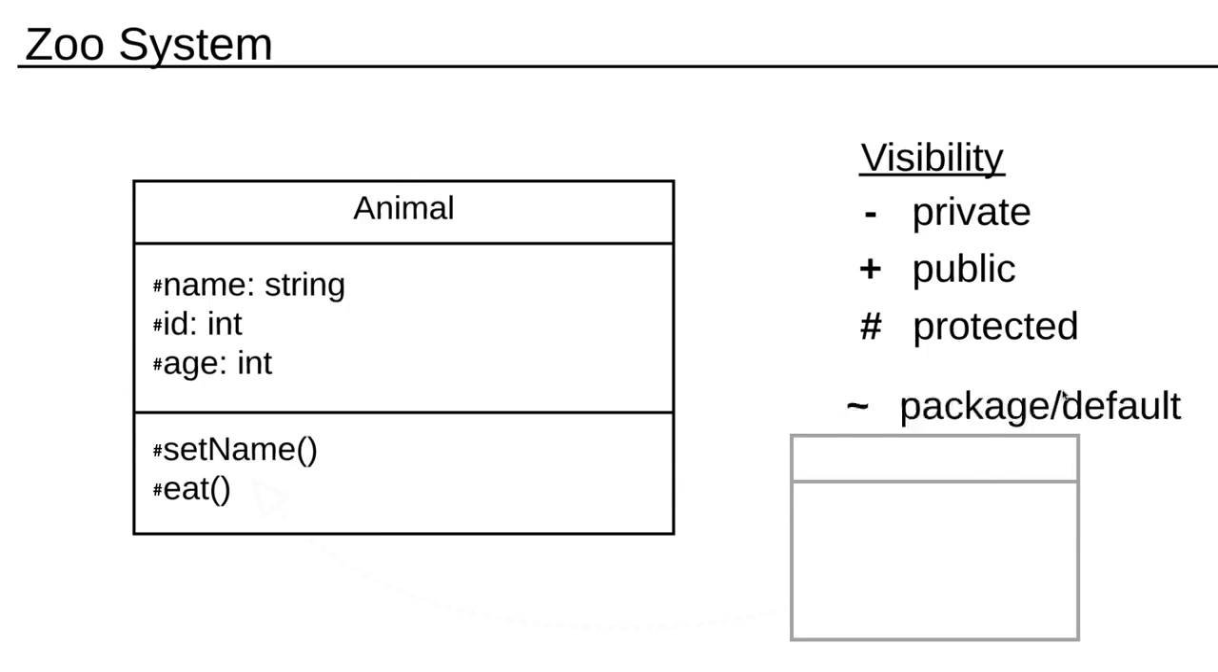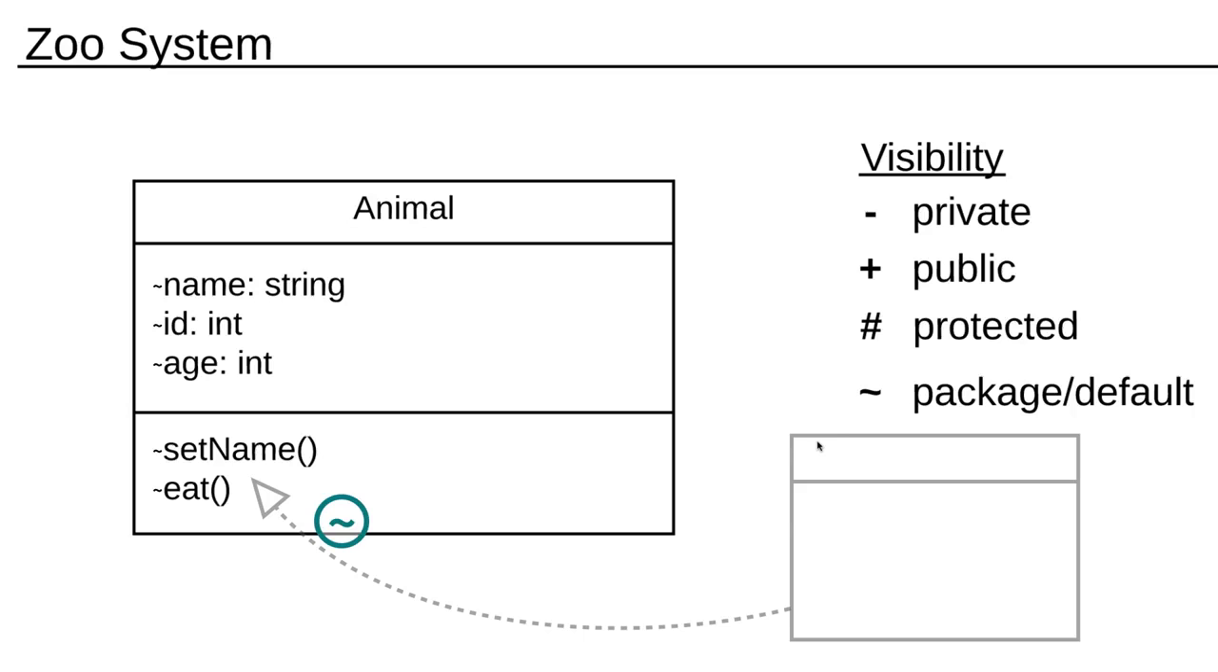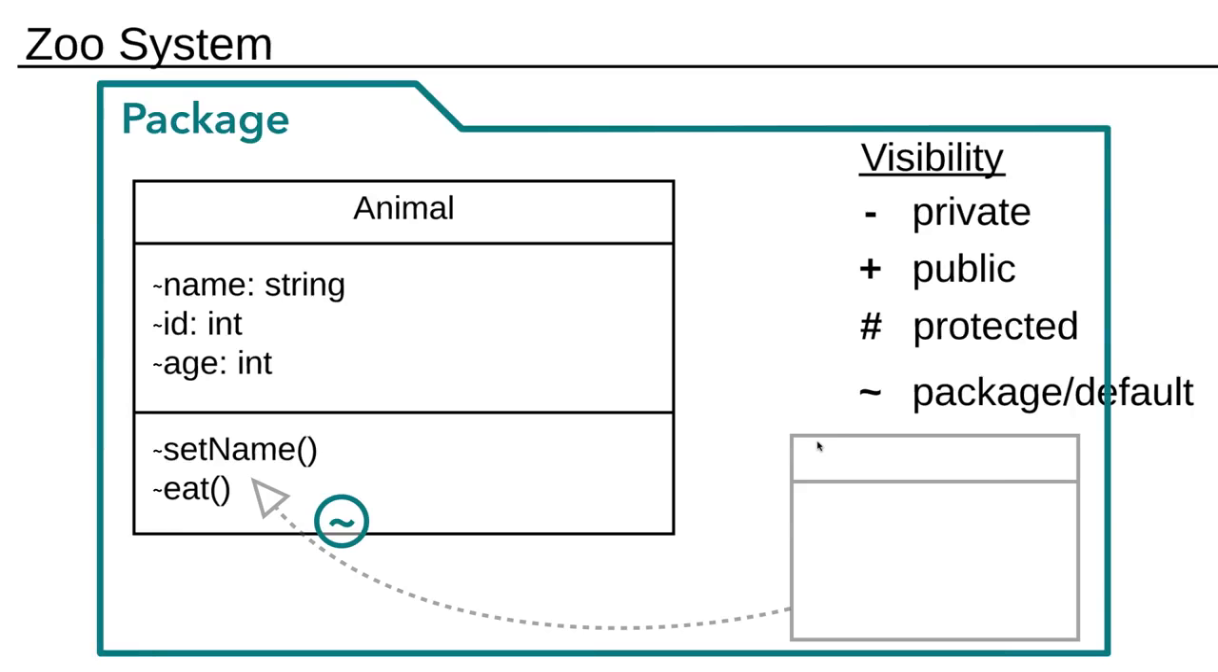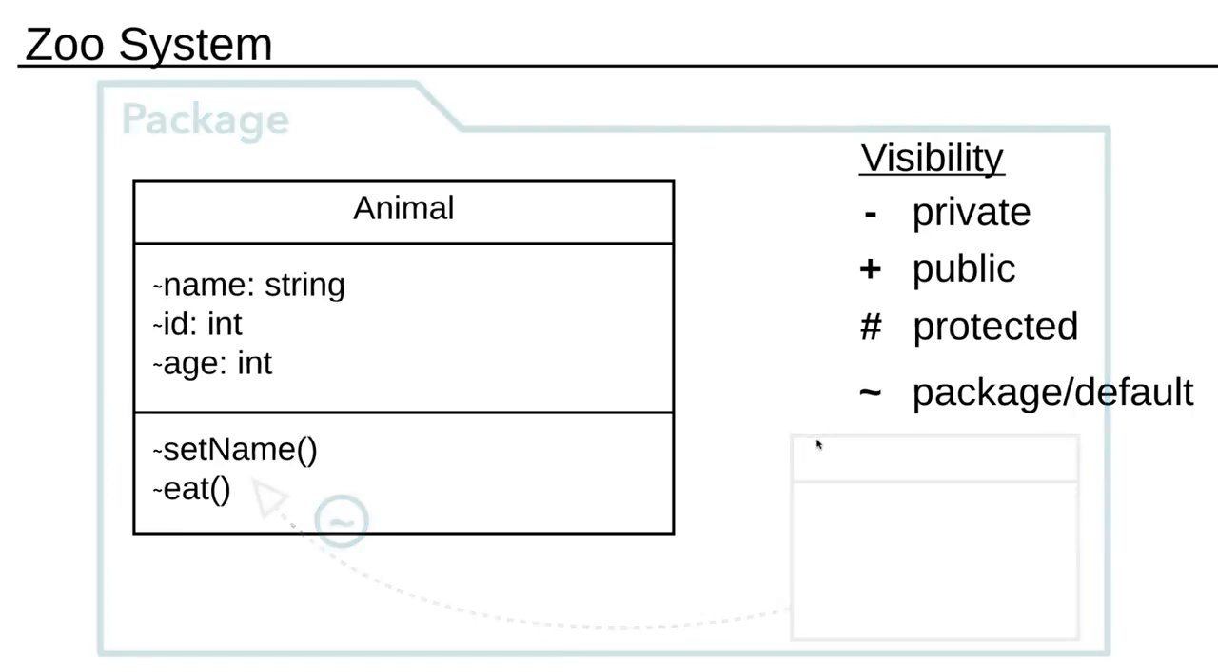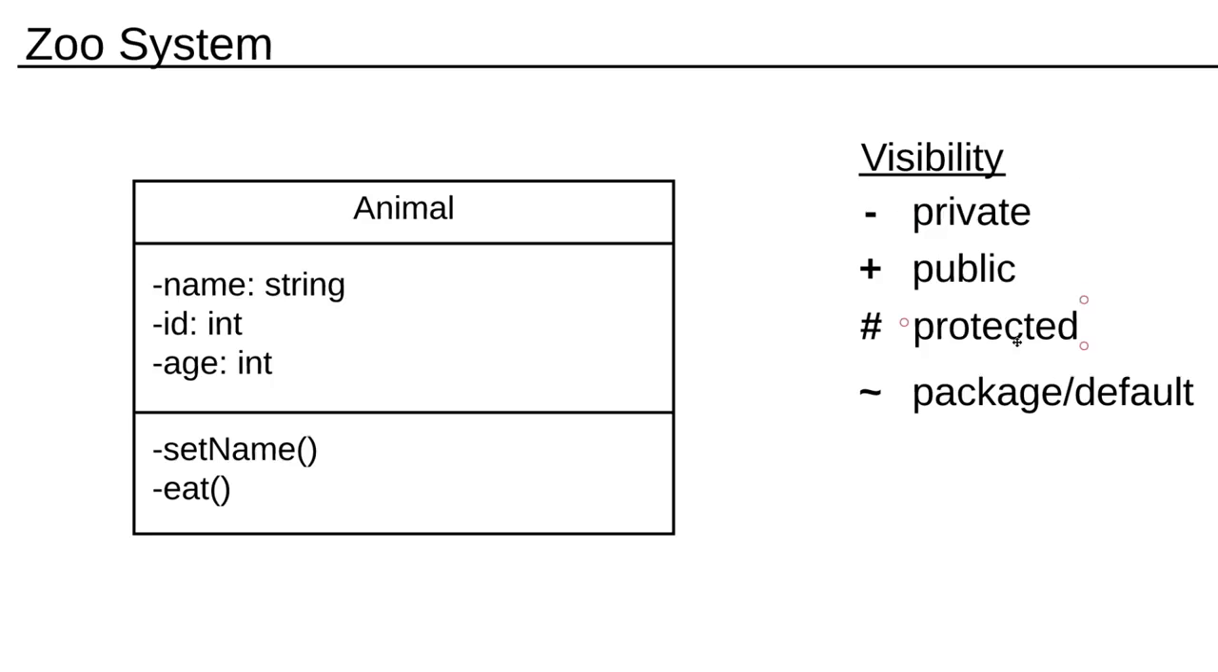And finally, there's the tilde, or the squiggly as I like to call it. This sets the visibility to package or default, which means it can be used by any other class as long as it's in the same package. But that one is rarely ever used. In most cases, your attributes are going to be private or protected, and methods are often public.